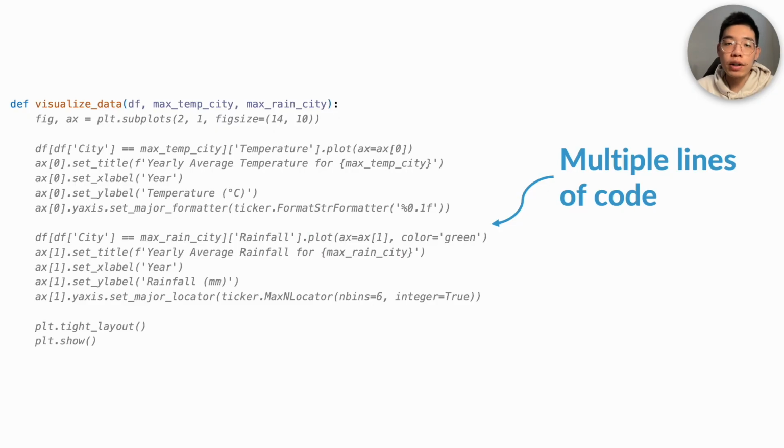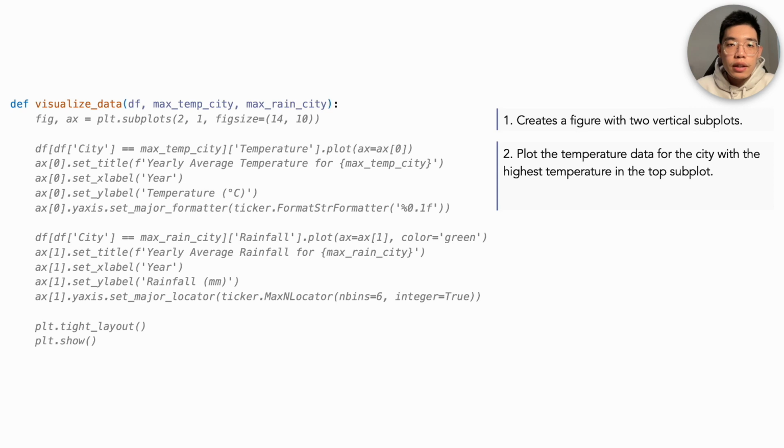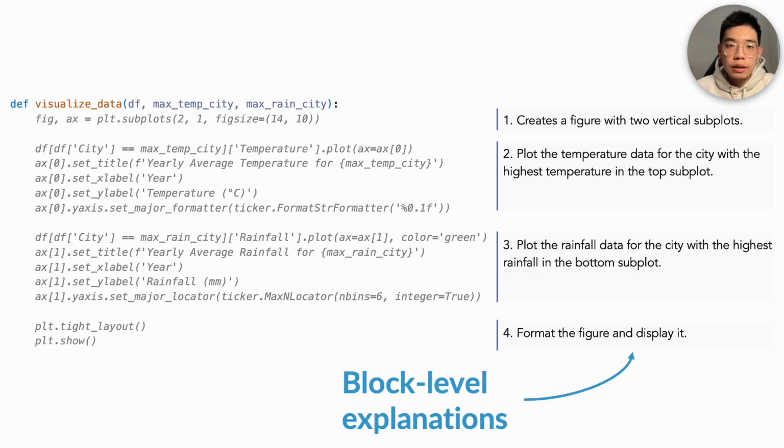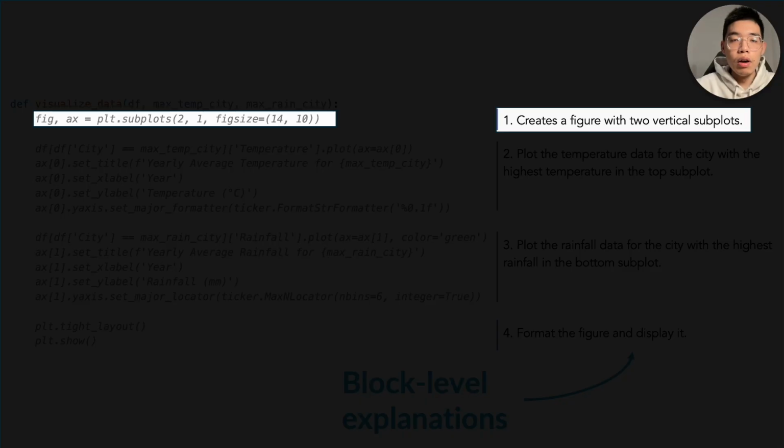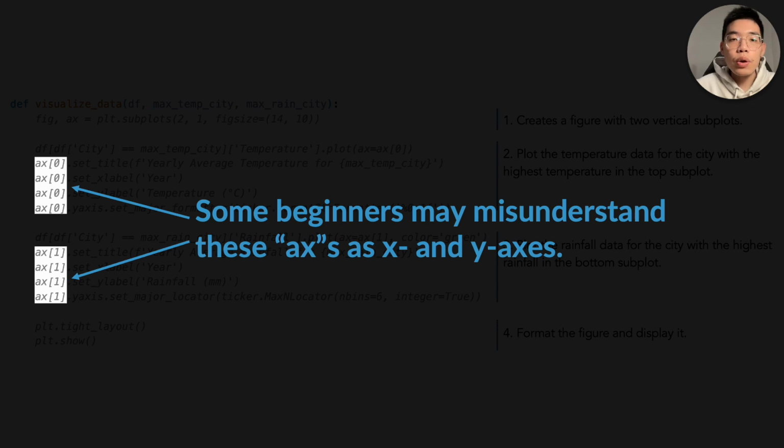Ivie provides different kinds of explanations where a suggestion contains multiple lines of code. For instance, for this longer suggestion, Ivie detects major blocks of logic and explains the high-level behavior of each one to help the programmers orient to the code. For instance, the first line is described as creating a figure with two vertical subplots. These explanations could help a programmer get the gist of the code.